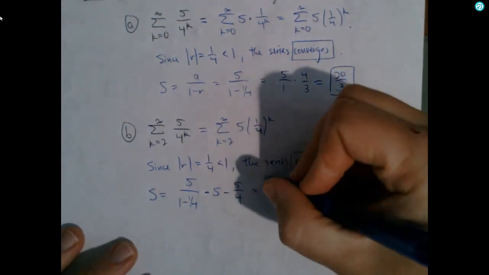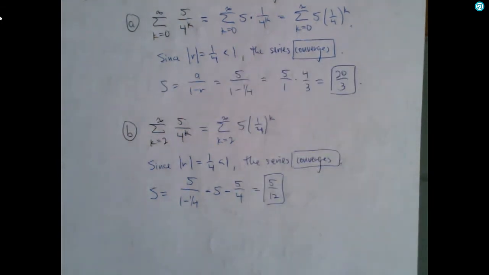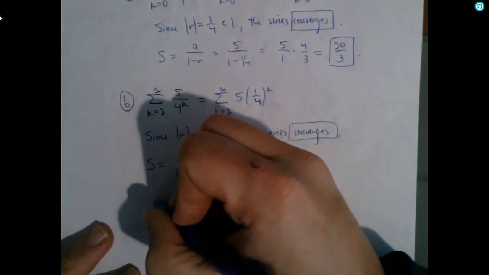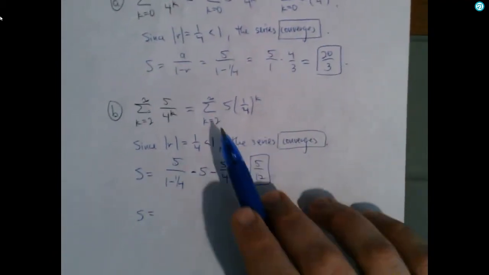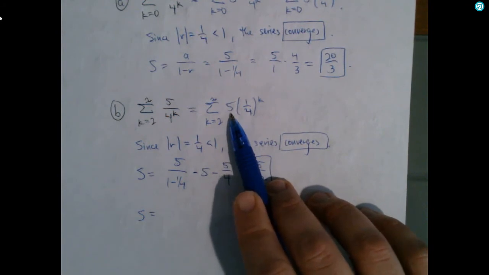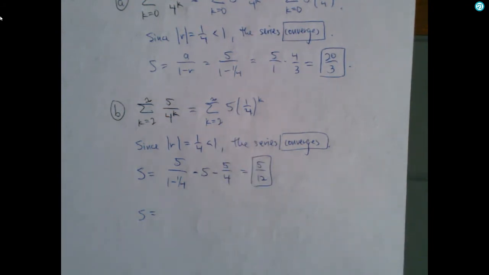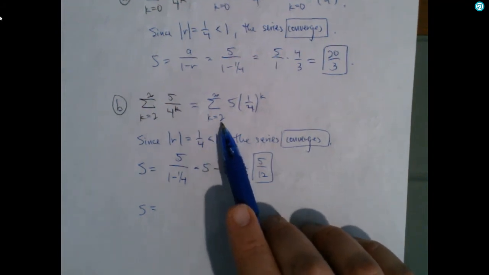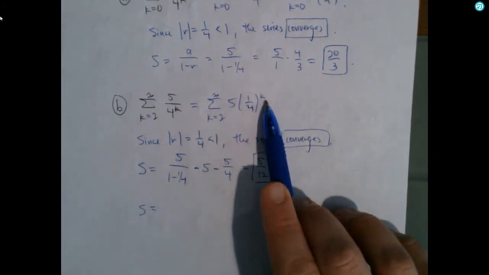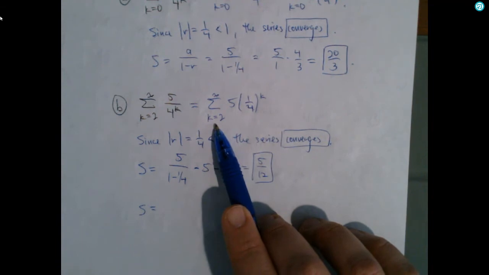Okay, so that's one way you could get the sum. But here's another way. Instead of thinking of a as that number, you could just think of a as the first term of the series. And in this case, the first term of the series is what you get when you plug in 2, since that's where the series begins.